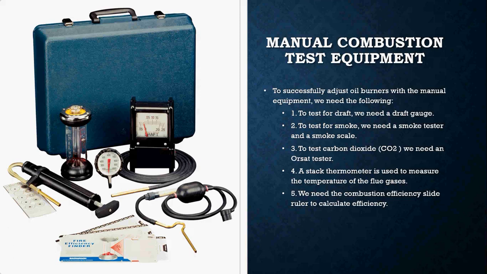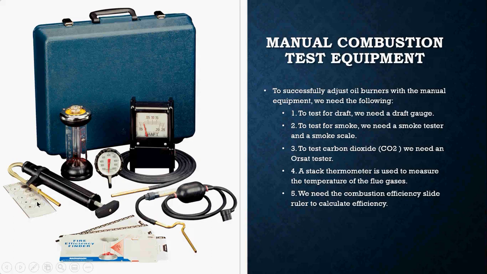To successfully adjust your burners with the manual equipment, you are obviously going to need to test for draft. So you're going to need a draft gauge. Your draft gauge is right here, this big black box. You're going to test for smoke, so you're going to need a smoke tester and a smoke scale. That's what this guy is right here. This is our smoke tester and our smoke gauge.